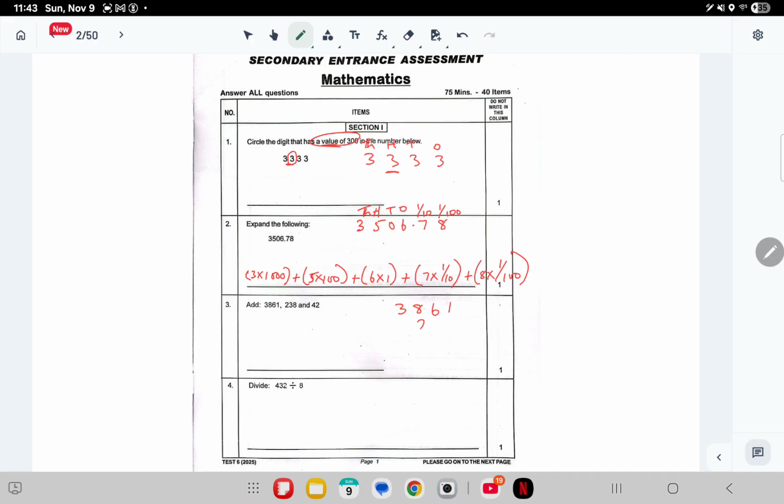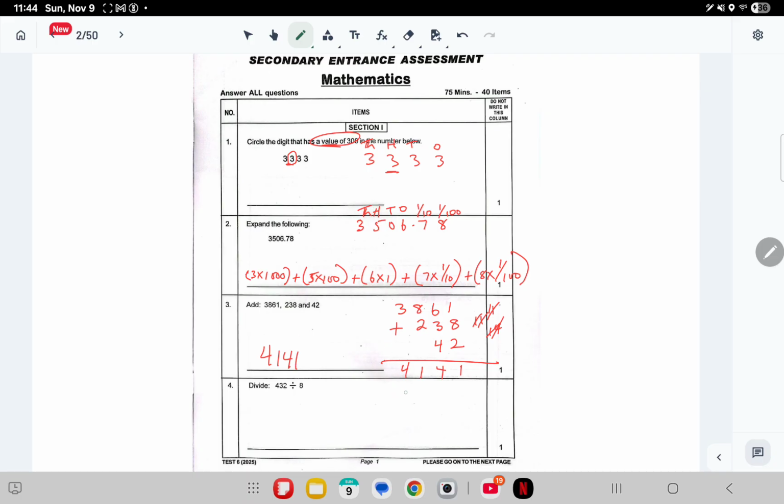Number 3, add 3,861, 238, and 42. Line up our digits in their respective place value columns. So we add: 1, 8 add 2 is 10, add 1 is 11, 6 add 4 is 10, add 3 is 13, add 1 is 14. 8 add 2 is 10, add 1 is 11, 3 add 1 is 4. So we got 4,141.